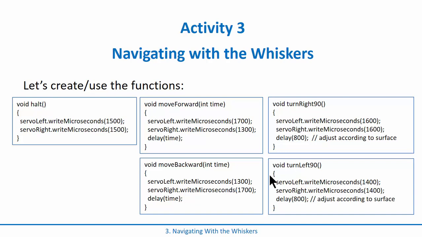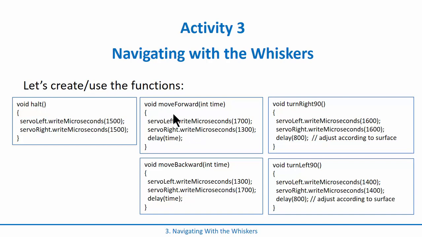So I'm going to create 5 functions, and one of them is going to be halt. Notice void. It doesn't return anything, so it's just going to stop. And all we do is write the servos 1500 microseconds each, okay? So instead of writing these 2 lines all the time, we're going to do halt.